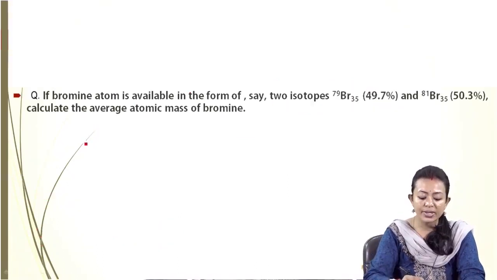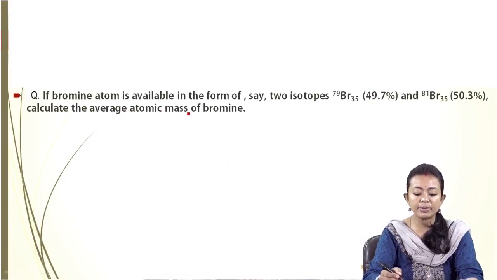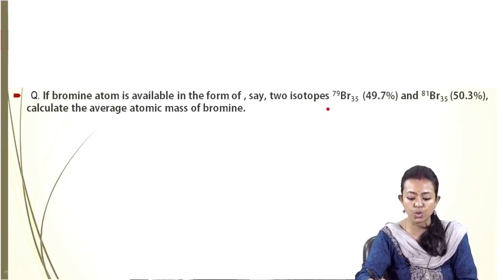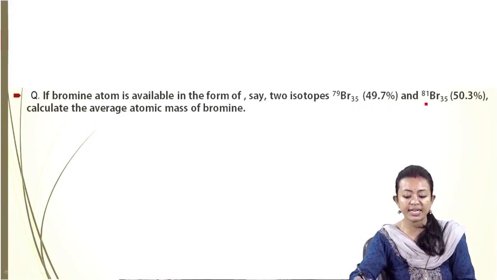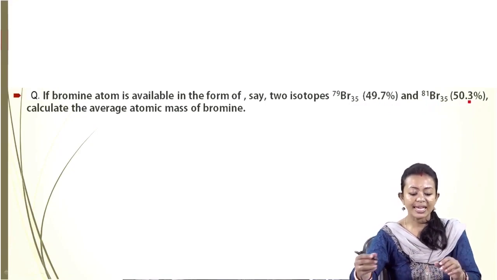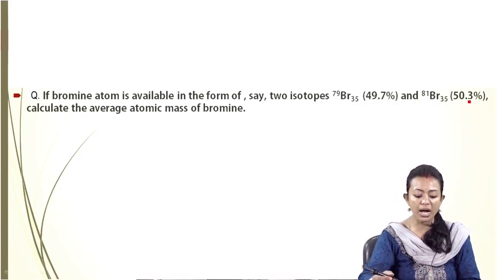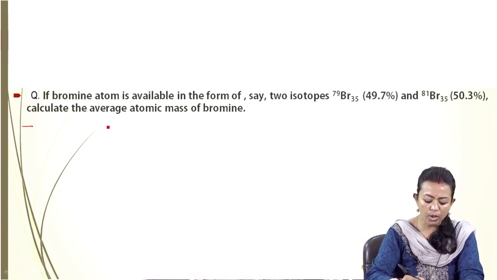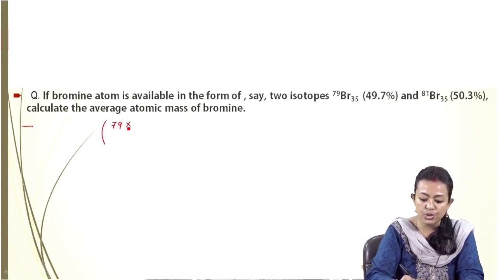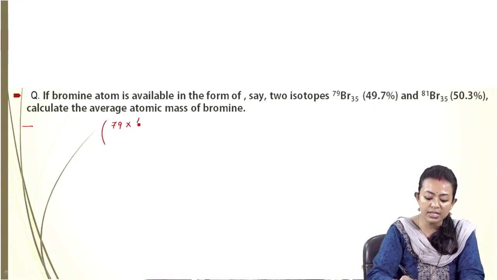Clear? Next question: if bromine atom is available in the form of say 2 isotopes, bromine-79 (79 Br 35) at a percentage of 49.7% and bromine-81 (81 Br 35) which is available at 50.3%. Calculate the average atomic mass of bromine. Alright, let's do it. So we are going to take 79 into how many percent?